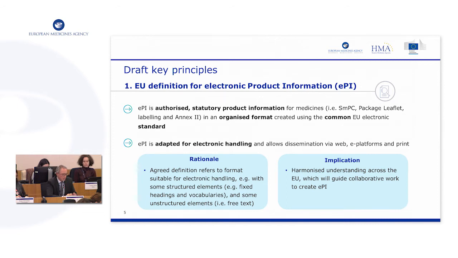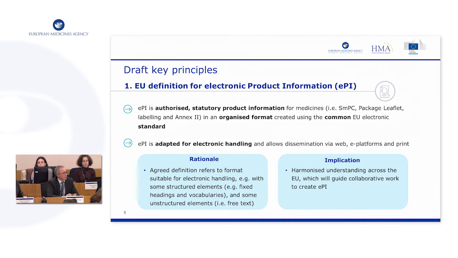The first one was that, when we started working on this, it was clear from the very beginning that without an agreed definition it is very difficult, because electronic product information can be anything and can be different concepts for different people. So after discussing and getting all the analysis, we try to define it as authorized statutory product information for medicines, which of course includes the SMPC, package leaflet, labeling, and Annex 2, in an organized format created using the common EU electronic standard. It is adapted for electronic handling and allows dissemination via web, e-platforms, and print.